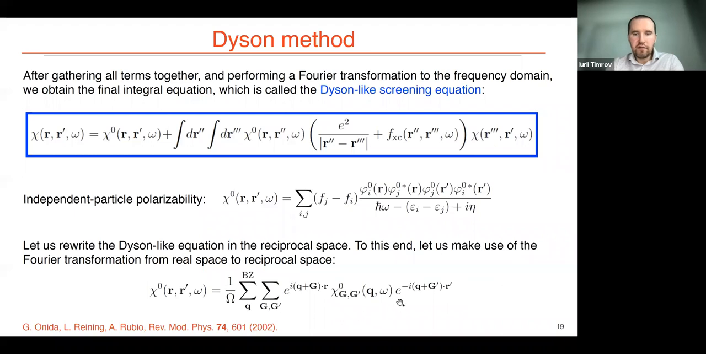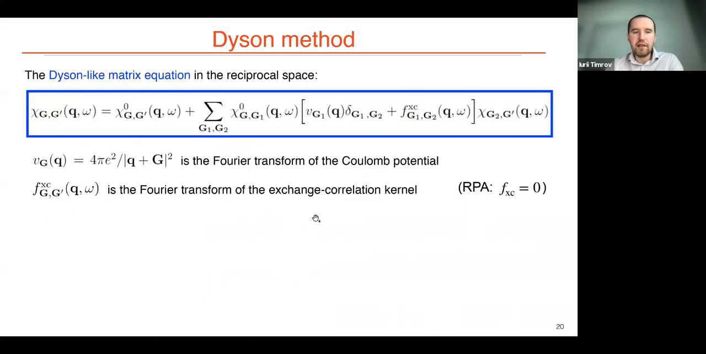Okay, so using this Fourier transformation, we can rewrite the Dyson equation in the reciprocal space, and this is how it looks like. So notice that this is not an integral equation, it's a matrix equation. It's a matrix with respect to G and G prime, which are vectors. And this equation is solved in practice by fixing Q and at the fixed frequency omega. So Q and omega are fixed. And for fixed Q and omega, we need to solve the matrix of size GG prime.